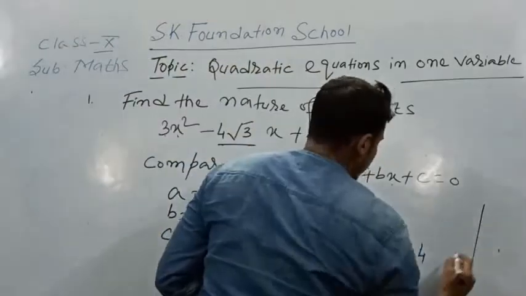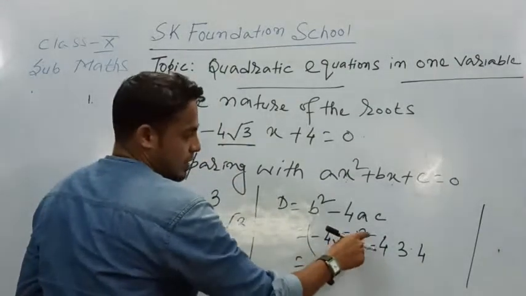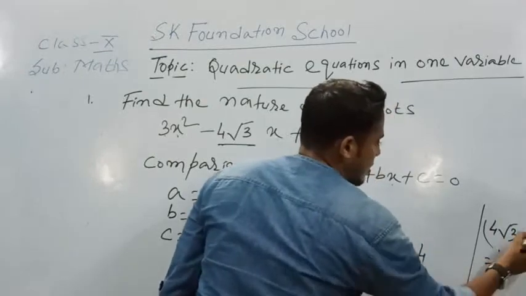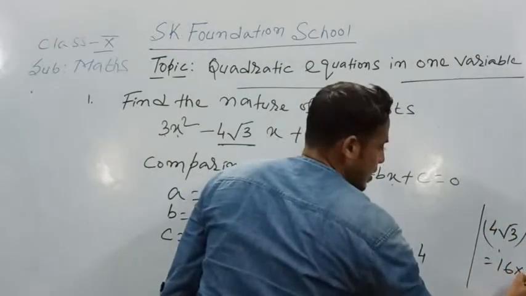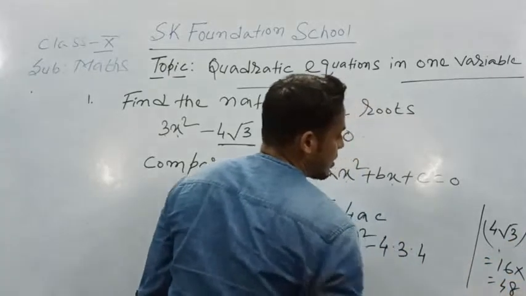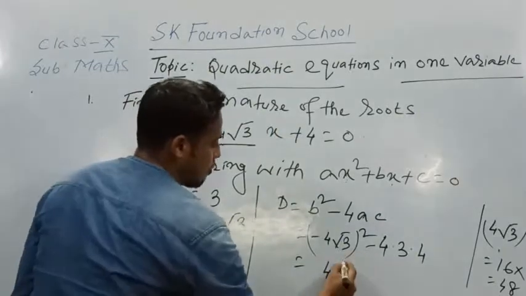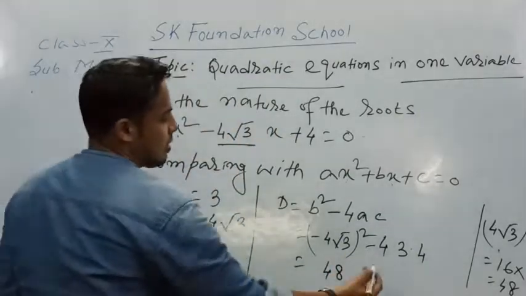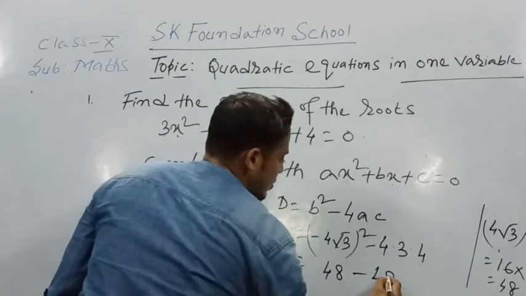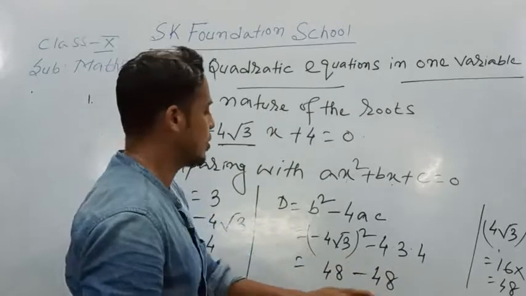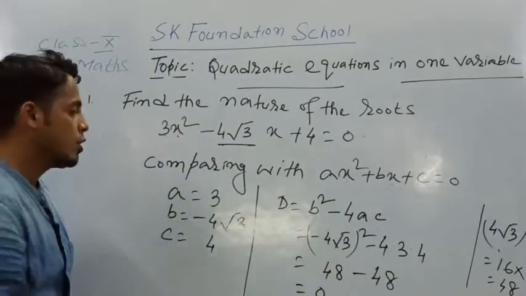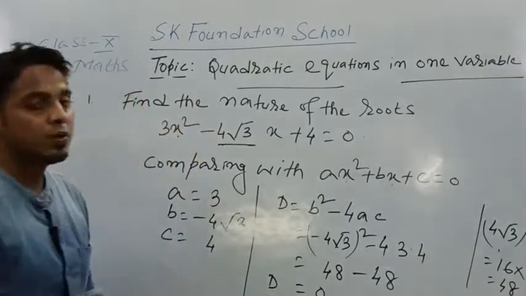So the square of 4 root 3: 4 squared is 16, and the square of root 3 is 3, that means 48. So in place of (4 root 3) whole square, we get 48. Now this one is 4 plus 16, this one is 48 also. 16 threes are 48, so 48 minus 48 equals 0. So we are getting the value of D equals 0.